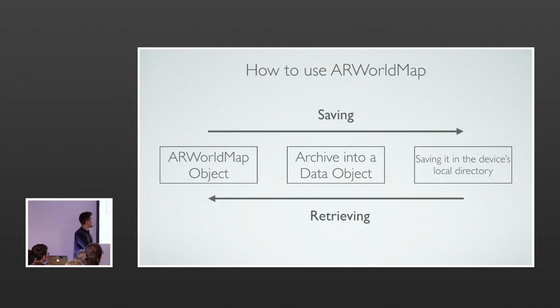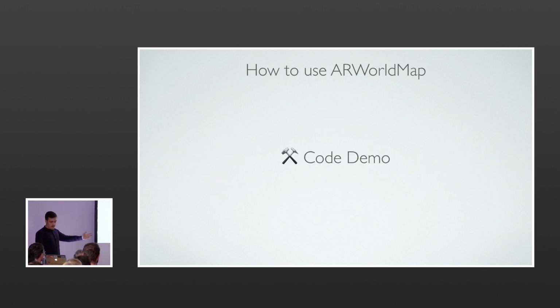So that's how it works. It's pretty easy, like everything with ARKit. You have the AR world map object, you archive it in a data object, and then you save it in the device's local directory, and you can get it back then in the other way. So that's pretty smooth. I'm going to show about it right now.